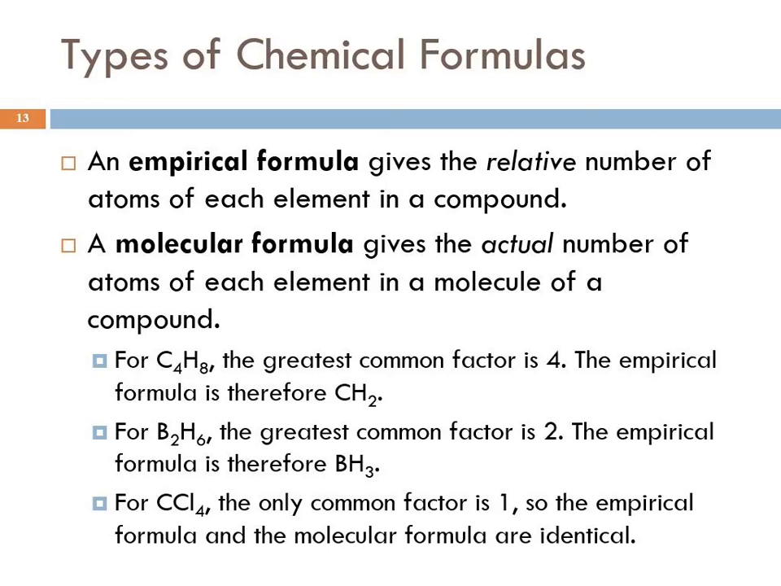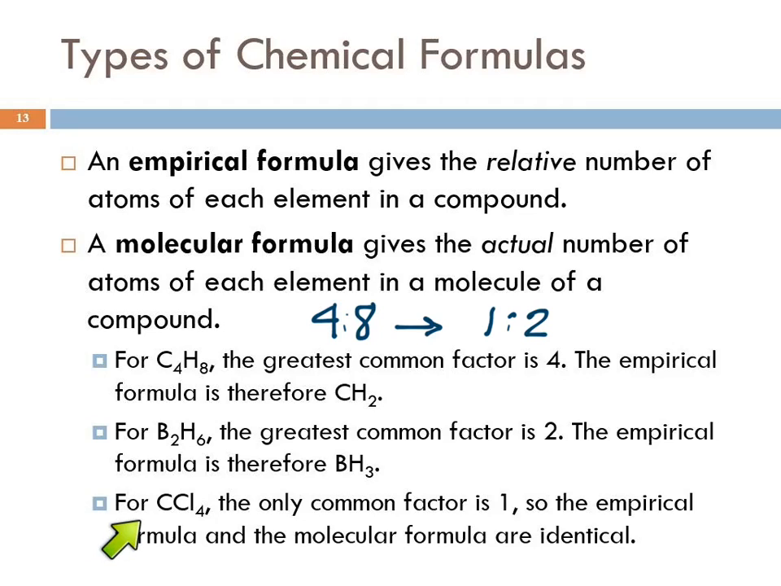Empirical formulas give the lowest ratio. So we can think of 4 to 8, right? That's a ratio that can be simplified into 1 to 2. It's the relative numbers. There are 2 hydrogens for every 1 carbon. The molecular formula gives the actual number. So this is a molecular formula, and this is the empirical formula. B2H6, 2 to 6 can also be simplified to 1 to 3. So the empirical formula is BH3, the molecular formula is B2H6.